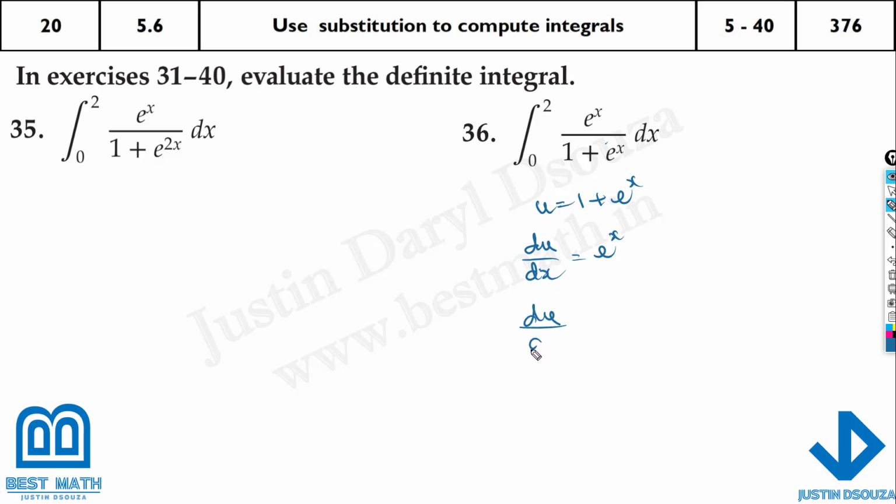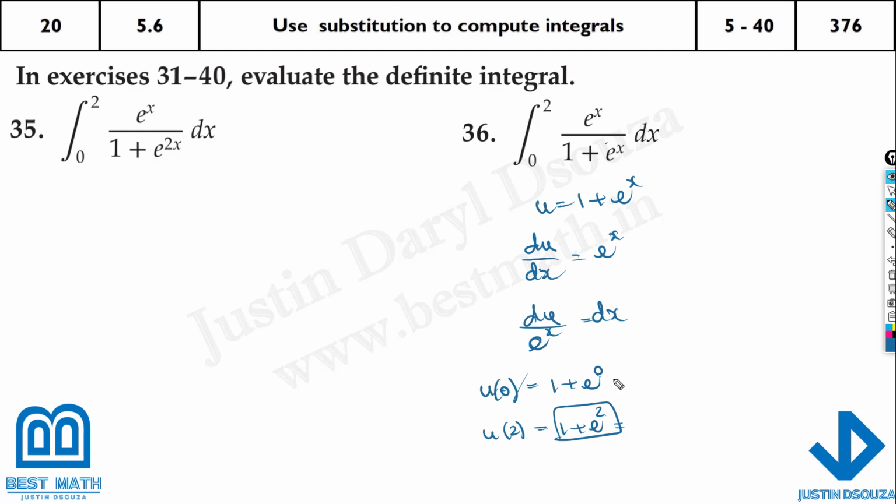So du by e to the power x will be dx. Now don't forget the limits. It changes. What happens over here? u of 0, use the first initial assumption of u. That is 1 plus e to the power 0. And what if it's u to the power 2? It's 1 plus e to the power 2. Now for here, rather than substituting and solving, I'll just leave it like this only. For this one, I'm going to leave it like this.